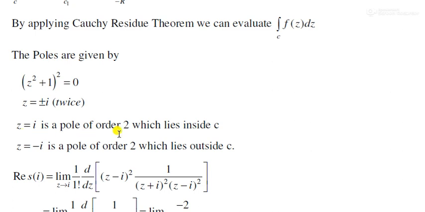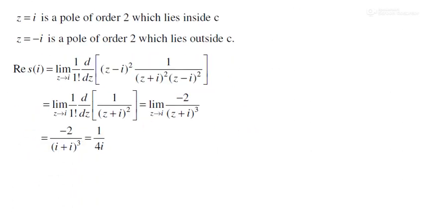And the positive value lies inside the contour C, the negative value lies outside the contour C. So now z equal to i is a pole of order 2 which lies inside C. Using the residue formula, residue at i is equal to limit z tending to i of 1 by 1 factorial d by dz of (z minus i) the whole square into 1 by (z plus i) the whole square into (z minus i) the whole square.